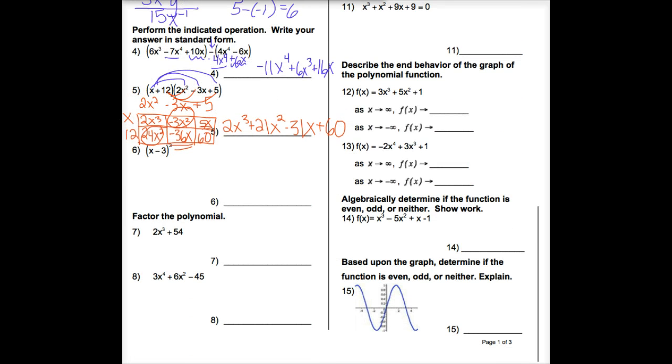Number 6, same idea here, just in a different format. When you have something cubed, that means multiply it by itself 3 times. So, first step, you need to FOIL 2 of them together. When I FOIL these first 2, I get firsts, x times x is x squared, outsides, negative 3x, insides, negative 3x, and lasts, positive 9.